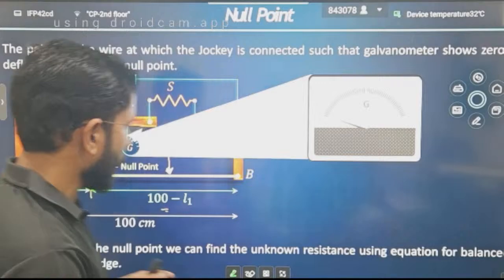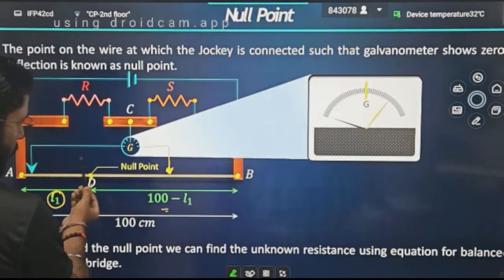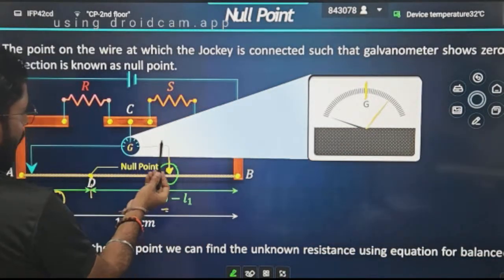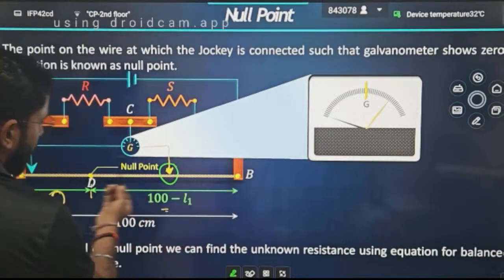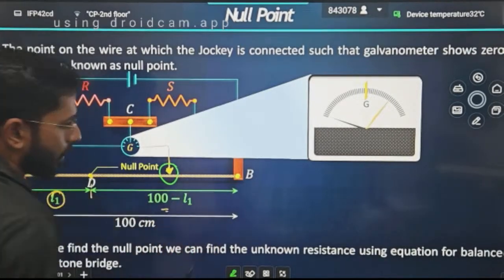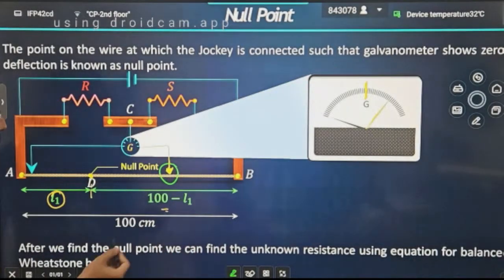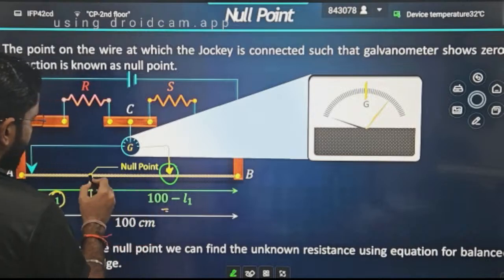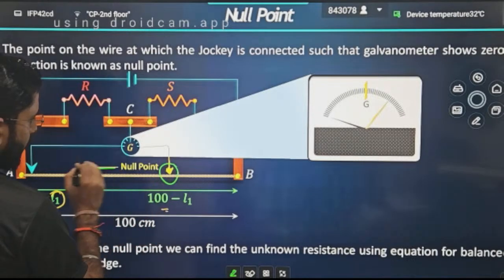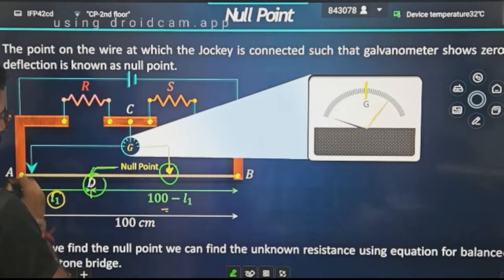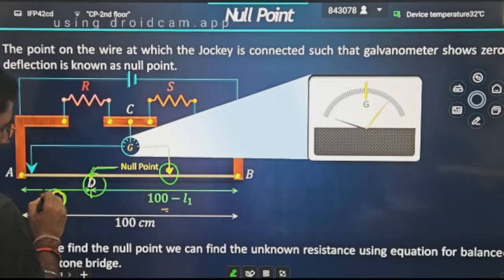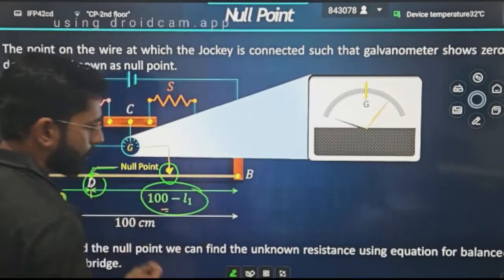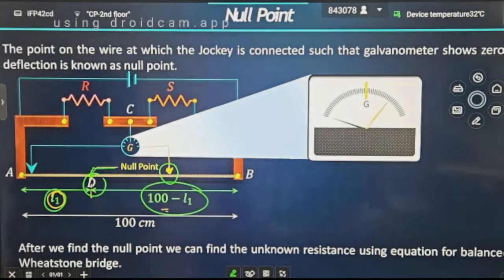I have to first identify a point. I will be moving this jockey. This is called the jockey. Okay, I am moving this jockey, and I will first find the null point along this 100 centimeter wire. Let's suppose I have found a distance at this point. Let's suppose this is the null point that I am getting, at this point D. I will mention the distances. Let's suppose this distance is L1, this distance is 100 minus L1. Of course, the total distance is 100.